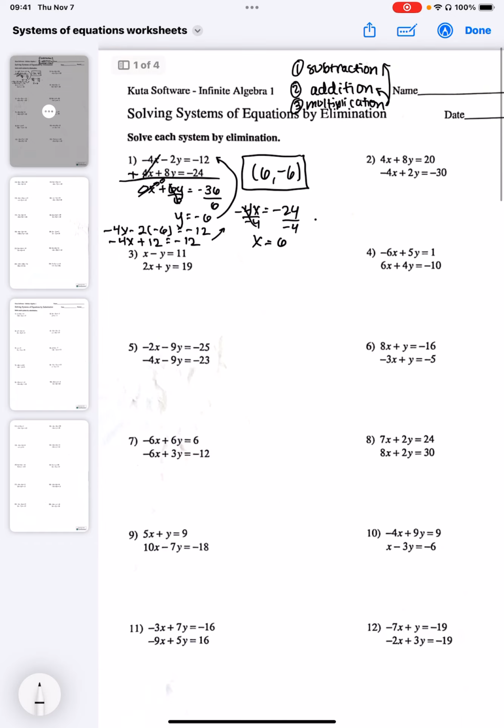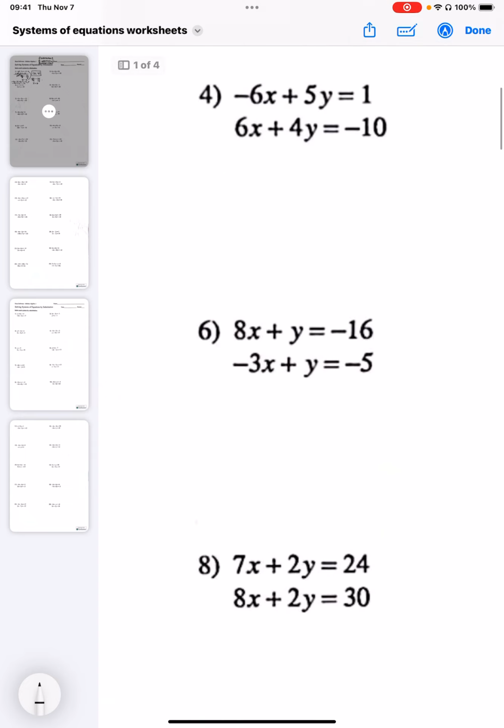Okay, that's one type of problem. Let's find one that is not like that. Okay, this one, number 6. This one would be a subtraction problem because you can see these positive y's. They have the same value before their y, and they're both positive. So we're going to subtract these equations.